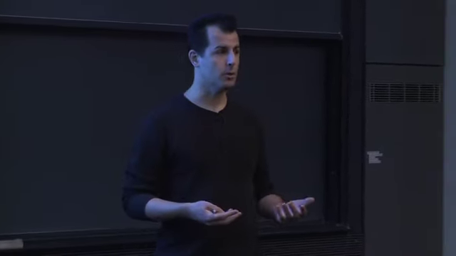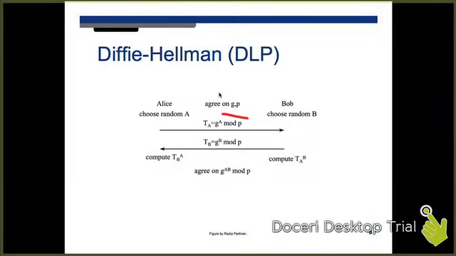Then Alice decides on some random number A, and Bob similarly decides on some random number B. They don't tell each other these numbers, but they choose them in isolation of each other. And then they perform a bit of mathematics. Specifically, Alice computes this value here, G to the A mod P. In other words, Alice takes G, which is probably the number 2, raises it to the power A, and then does modulo P.